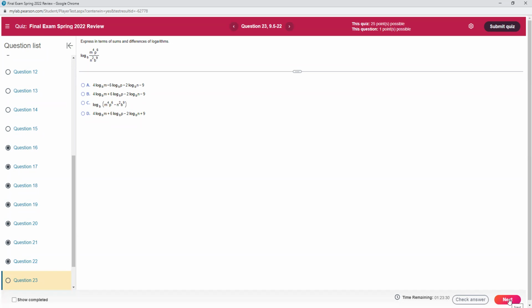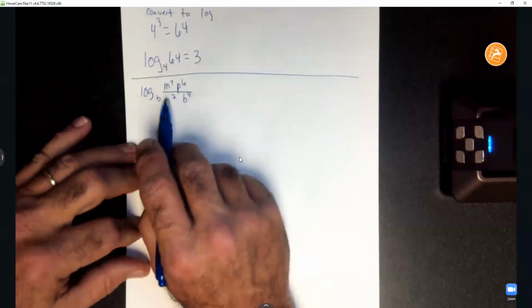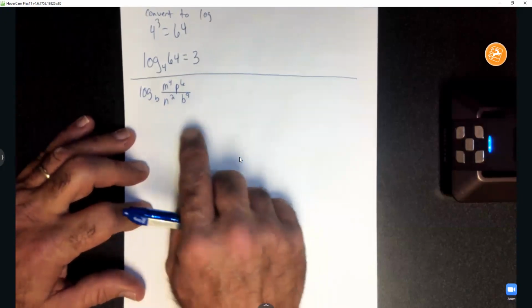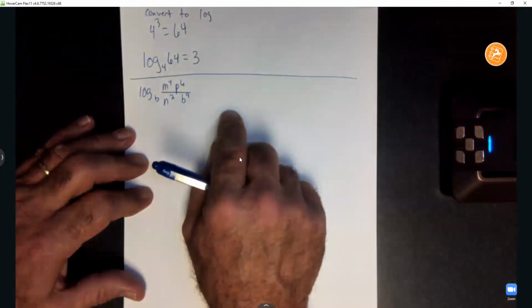All right, this is probably one of the longer ones. Log base b of m to the 4, p to the 6 over n squared b to the 9. All right, so this one we actually got to work by hand. So remember, when I rewrite it, if it's on top, it's going to be positive, and the stuff on the bottom will be subtracted.